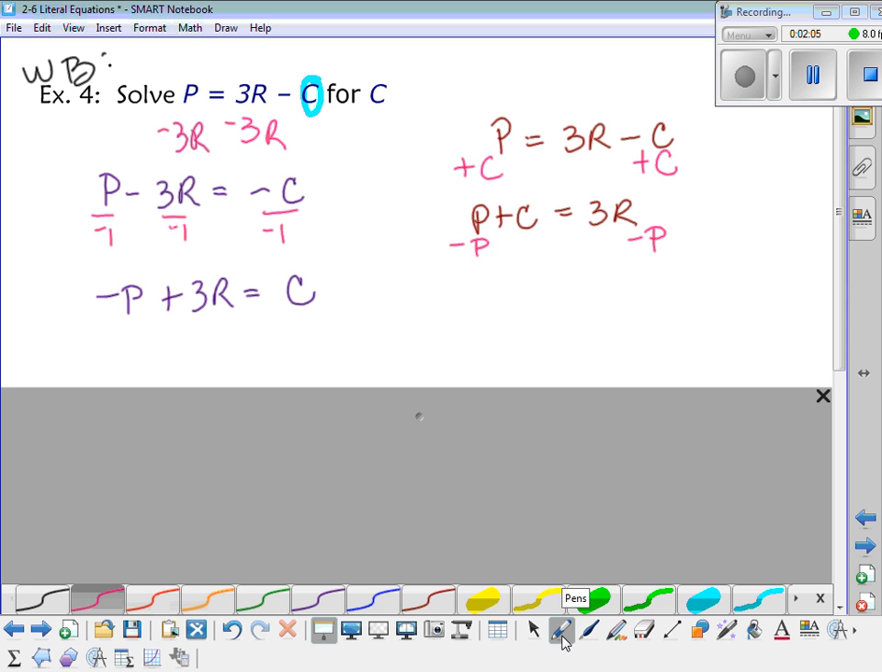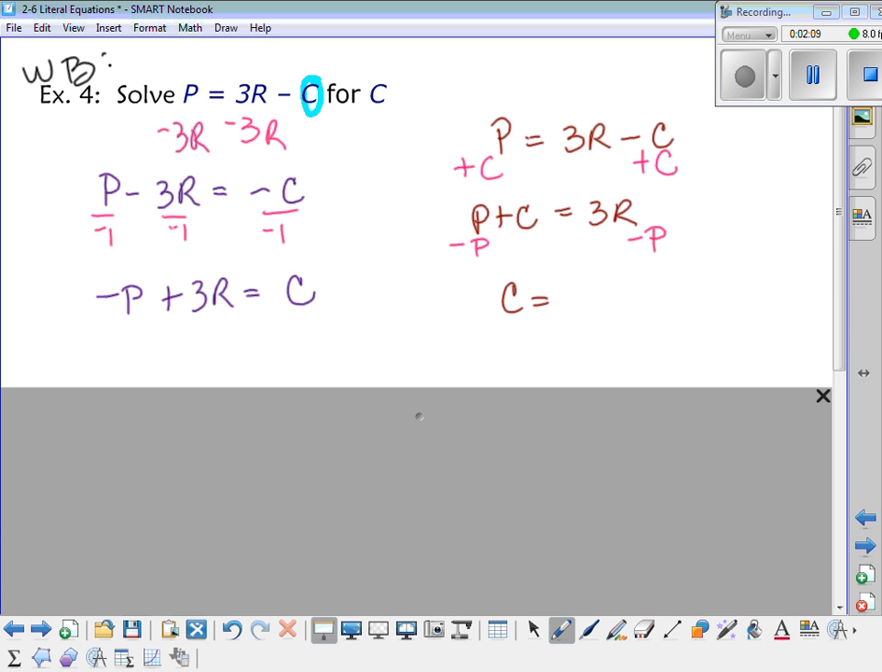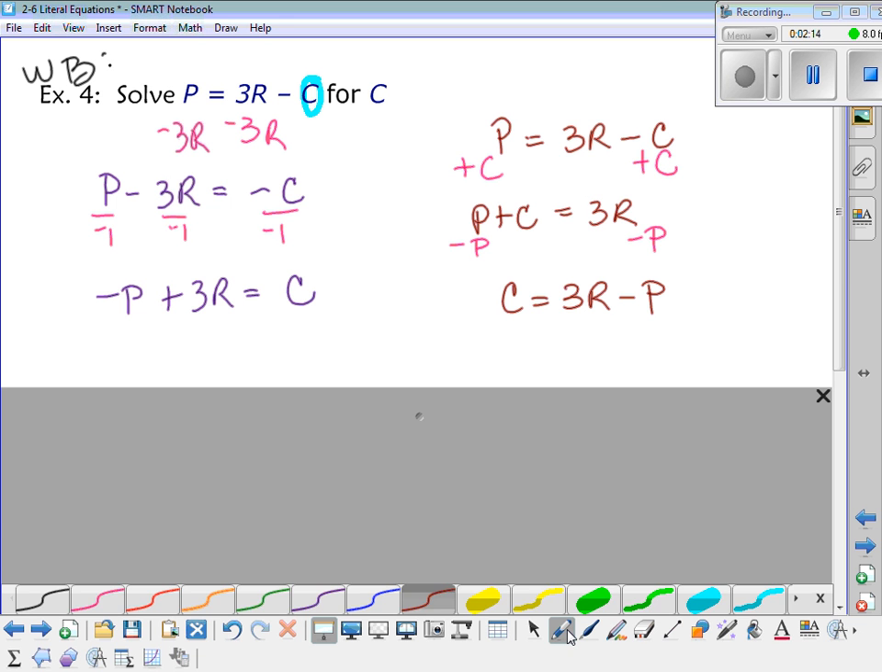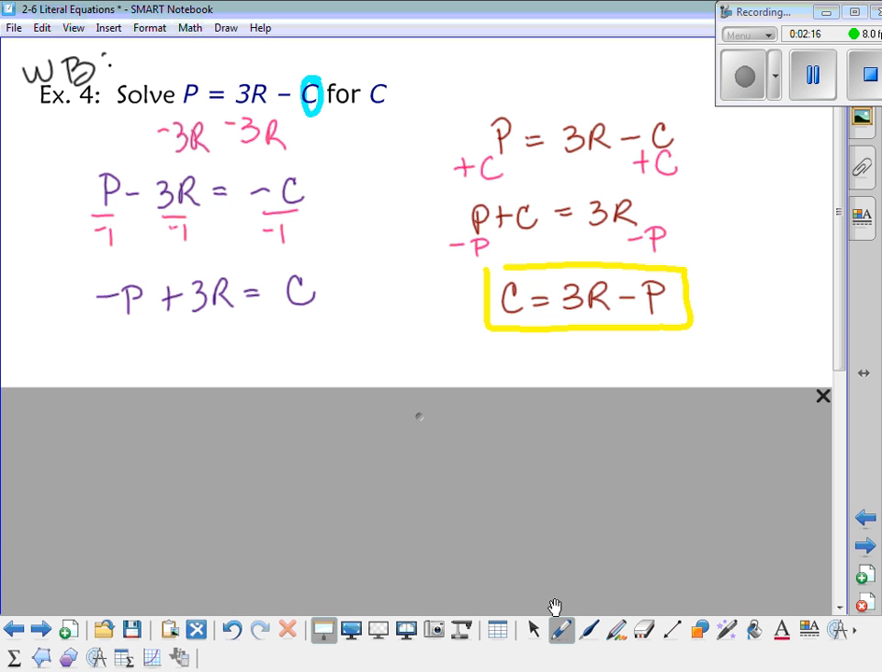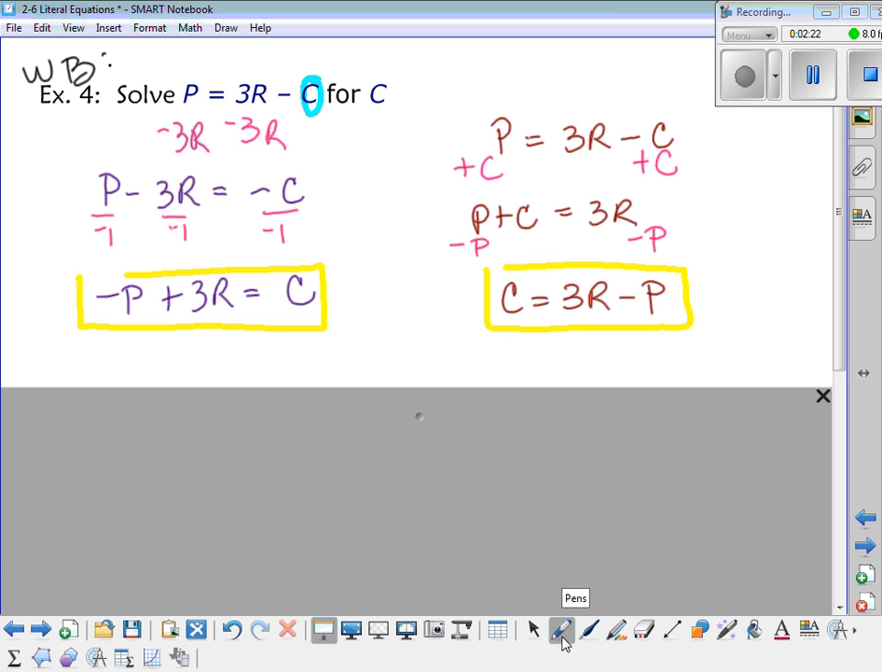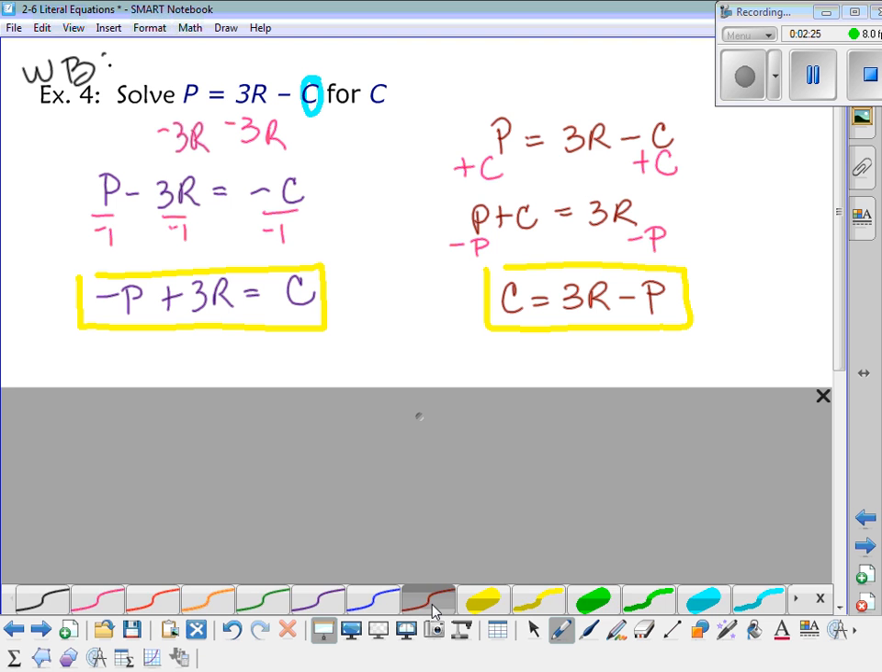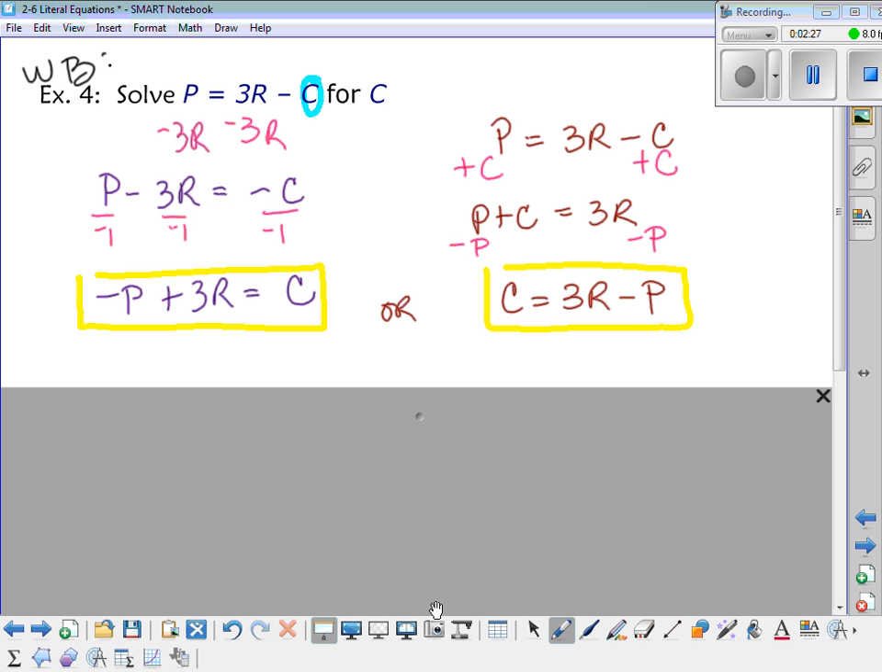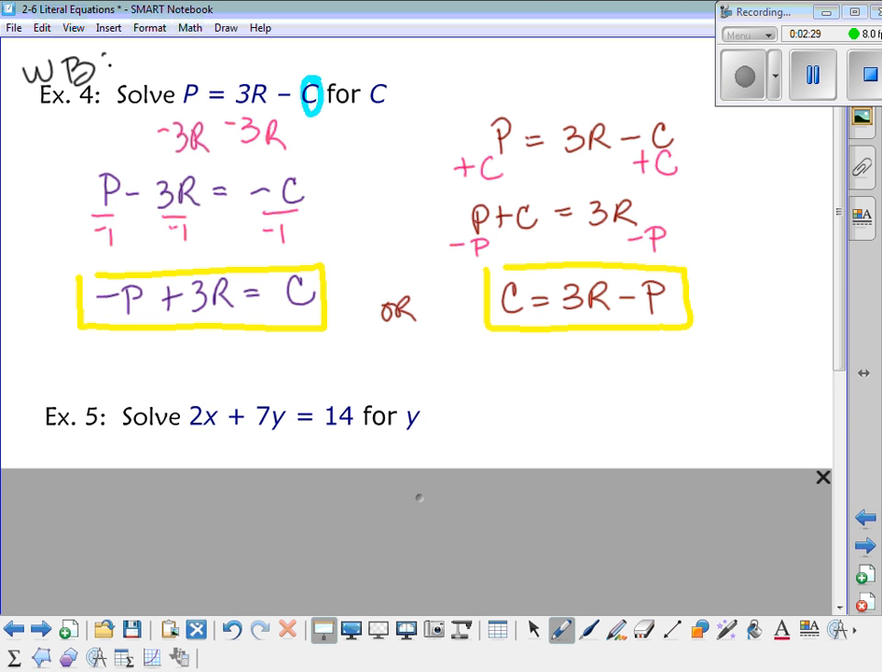And you end up with c equaling 3r minus p. So either one of those is fine. They're the same thing. Negative p plus 3r is the same as 3r minus p. So whichever way you're more comfortable doing is fine. There isn't one that's right and one that's wrong. Okay, this next one is for your notes.